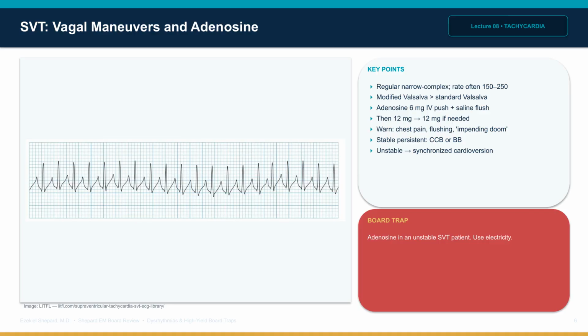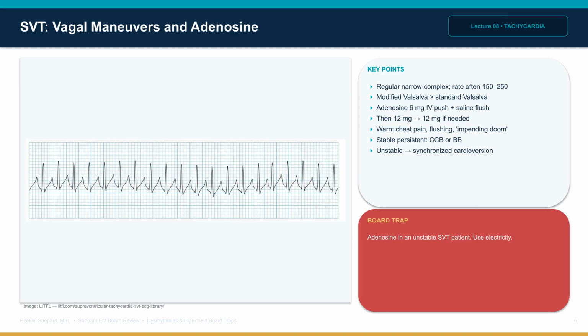Stable supraventricular tachycardia management starts with vagal maneuvers. The modified Valsalva maneuver with leg elevation and supine repositioning after strain is more effective than standard Valsalva. If vagal maneuvers fail, adenosine is the next step. Adenosine is 6 mg rapid intravenous push, followed by a saline flush. If unsuccessful in 1 to 2 minutes, give 12 mg. A second 12 mg dose may be given. Warn the patient. Brief chest pain, flushing, and a sense of impending doom are normal. If SVT persists or recurs, calcium channel blockers or beta blockers may be used in stable patients without contraindications.